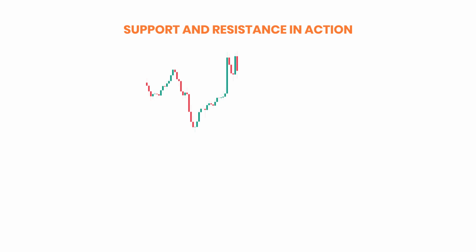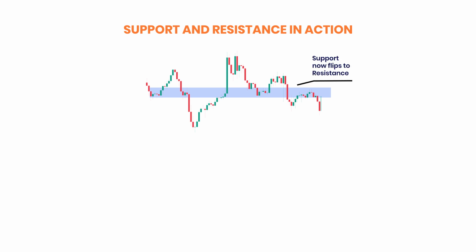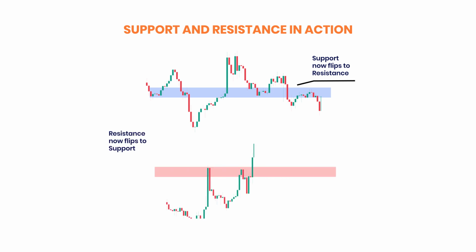Support and resistance levels can change over time. If the price breaks through a support level and then retraces, that level may act as resistance in the future. Traders watch for a price to test the level and fail to break through, which would confirm that it has flipped from support to resistance. Similarly, if the price breaks above a resistance level and retraces, that level may act as support in the future.